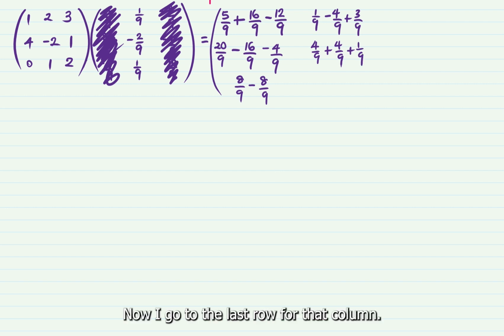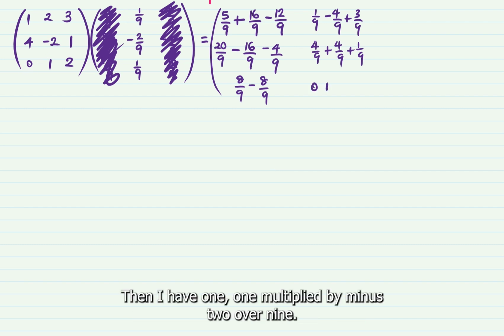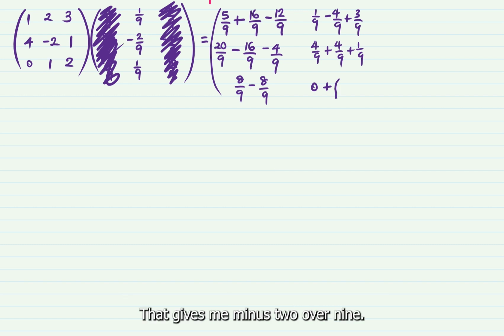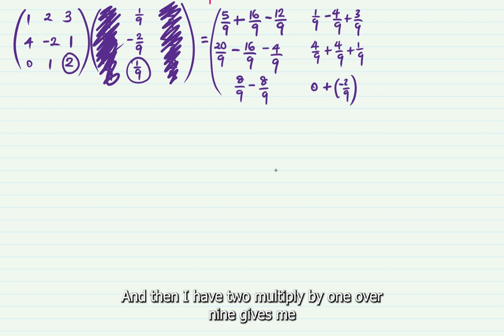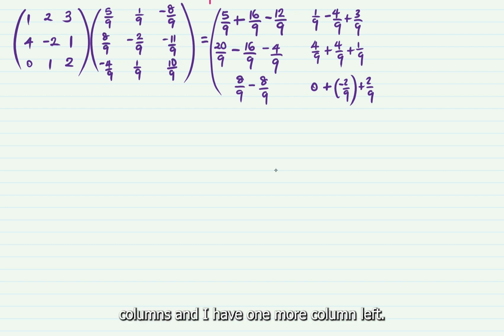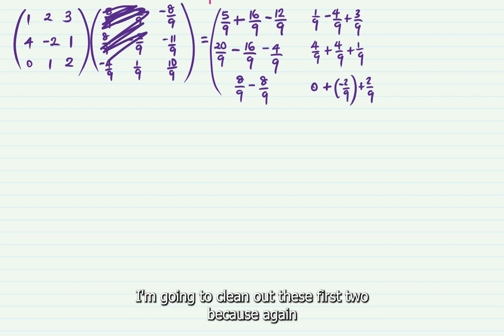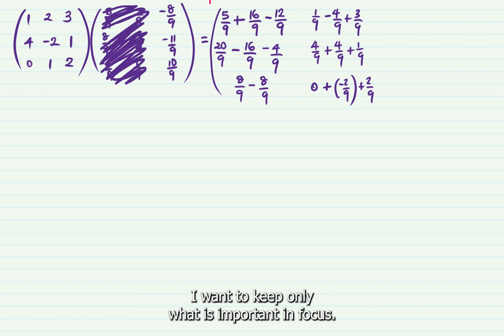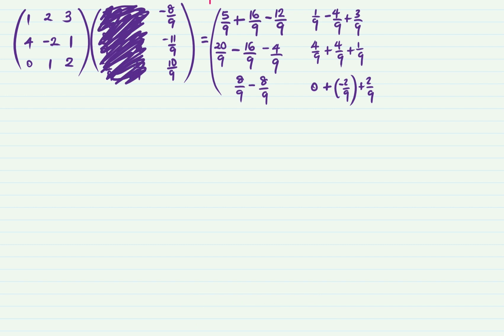Alright, now I go to the last row for that column. I have 0 multiplied by 1/9, that gives me 0. Then I have 1 multiplied by -2/9, that gives me -2/9. And then I have 2 multiplied by 1/9, that gives me 2/9. Now I'm done with the first 2 columns, and I have 1 more column left. I'm going to clean out these first 2 because, again, I want to keep only what is important in focus.